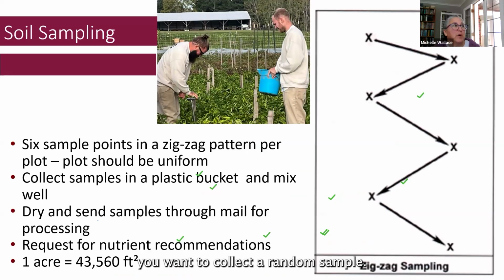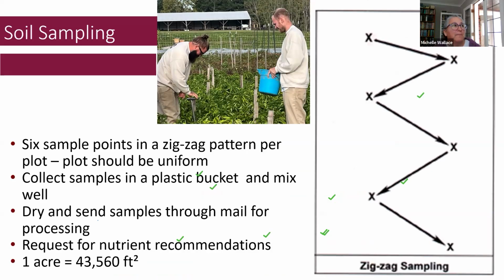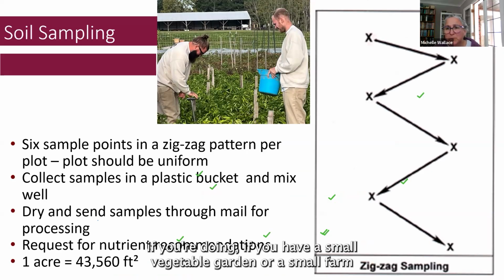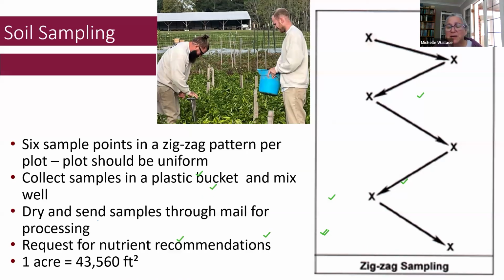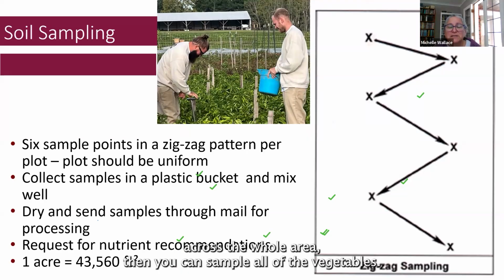When you soil test, you want to collect a random sample. So you want to make sure that your sample is for the crops that you're growing. So if you have a small vegetable garden or a small farm and it's a diversity of vegetables and the soil is pretty uniform across the whole area, then you can sample all of the vegetables.